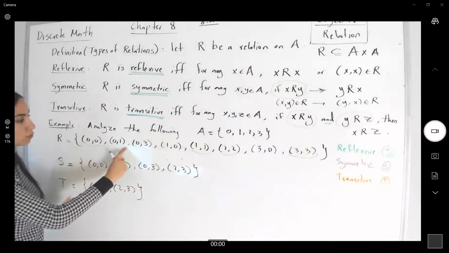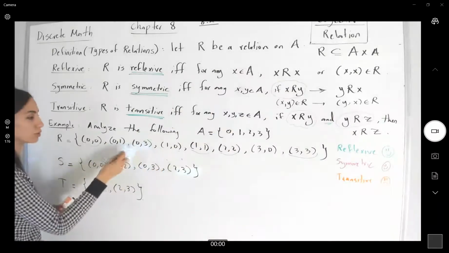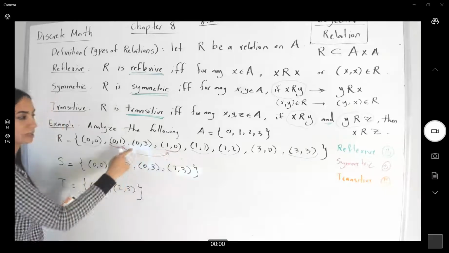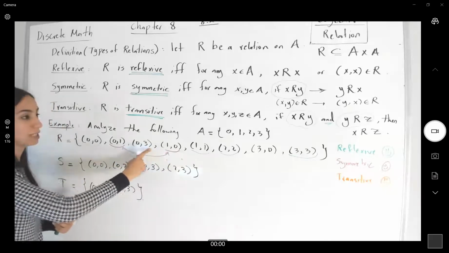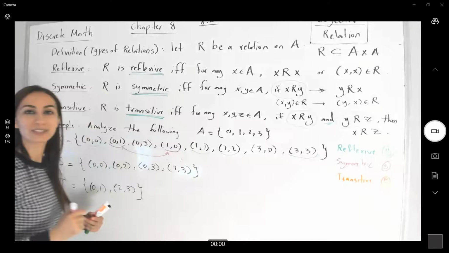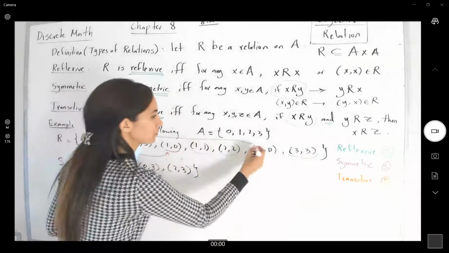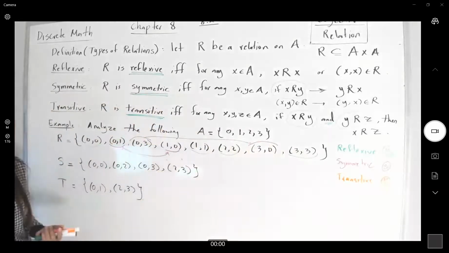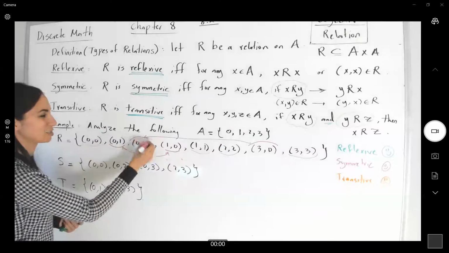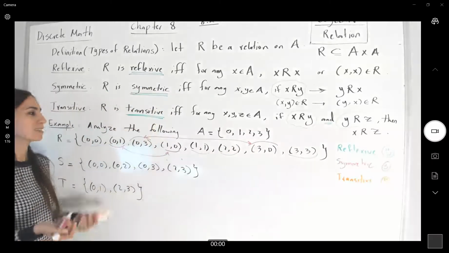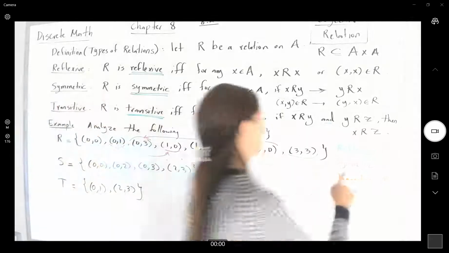0 is connected to 1, 1 is connected to 0. 0 is connected to 3, 3 is also connected to 0. So these two. What else? That's it. So we only have 2 sets of points to check. So it is symmetric.